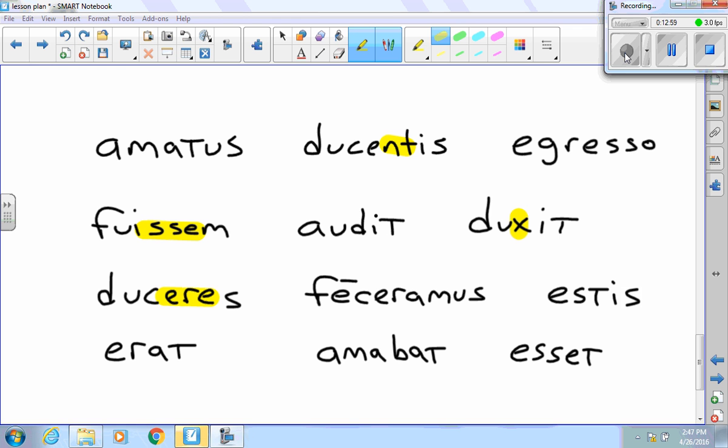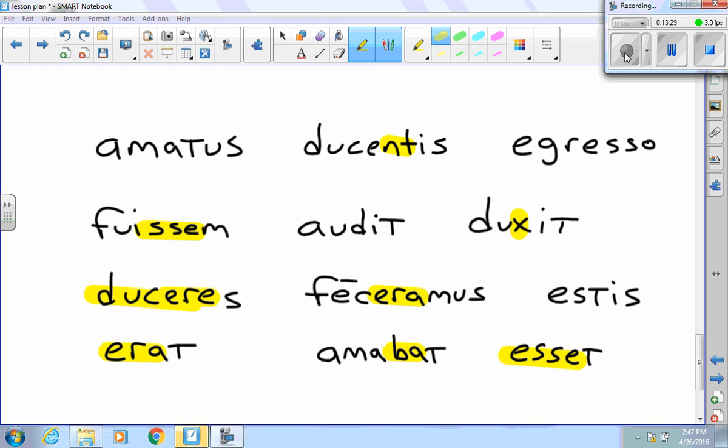This ere, that infinitive inside the word, tells me I'm imperfect subjunctive. Era, I am pluperfect and indicative. Estis, no marker, no clue, that's present. Erat, but it's a form of sum, so it's not pluperfect, it is imperfect and indicative. Ba signifies the imperfect as well. And here I have the infinitive, esse, plus a t, imperfect subjunctive.